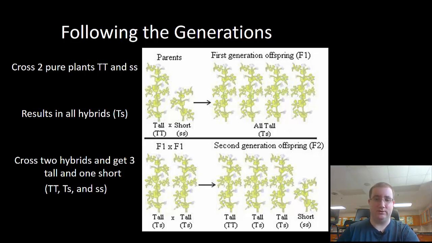If we mate two of those F1 plants together, so yes, we're basically mating siblings, brother and sister, we are taking two hybrids and mating them. In the F2 generation, you can see we end up with 3 tall and 1 short. So we have 1 homozygous dominant, 2 heterozygous plants, and 1 homozygous recessive.